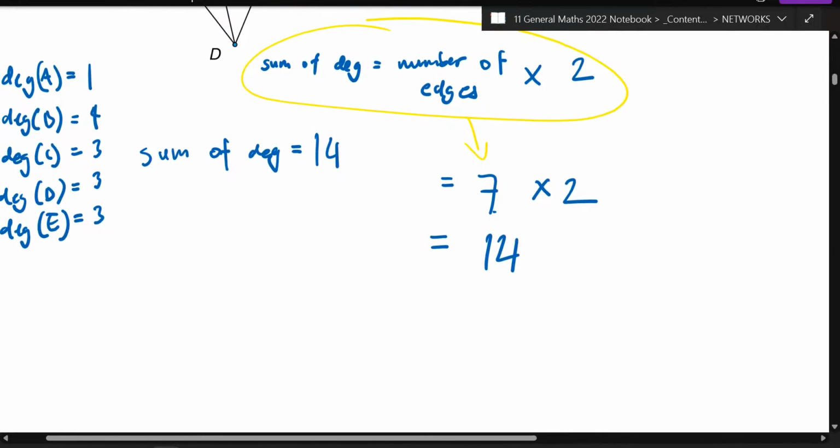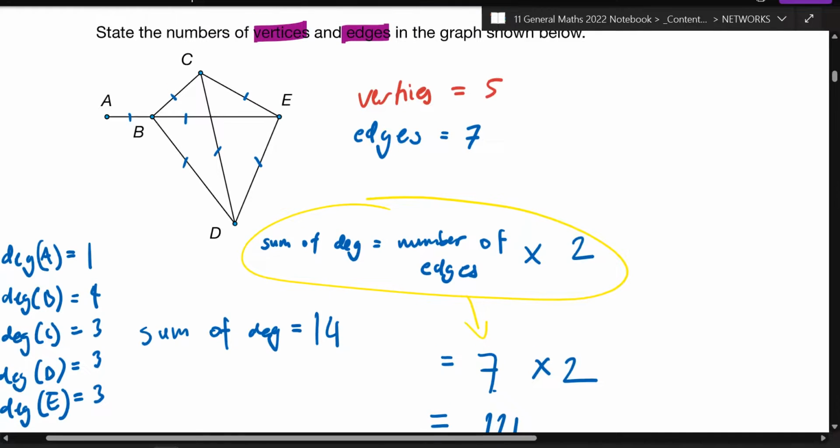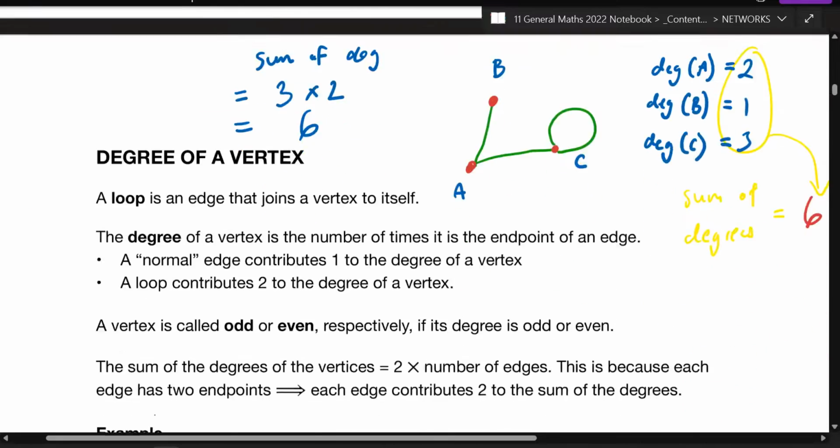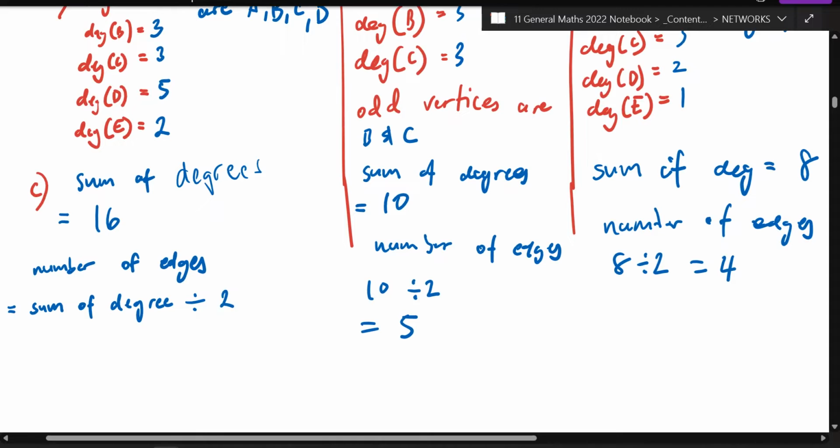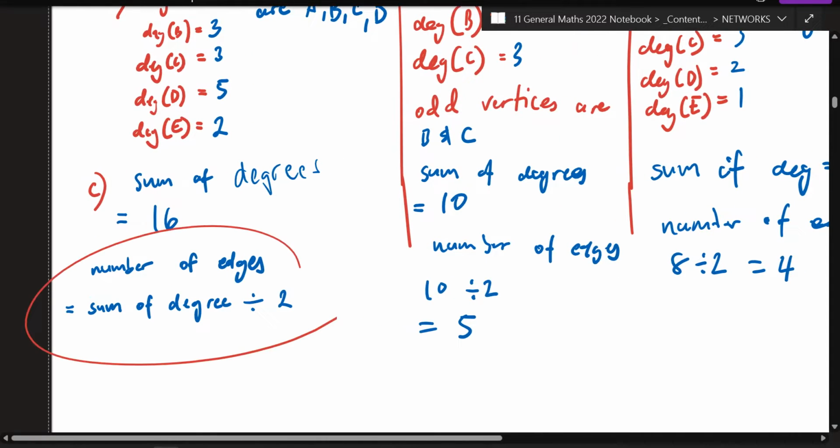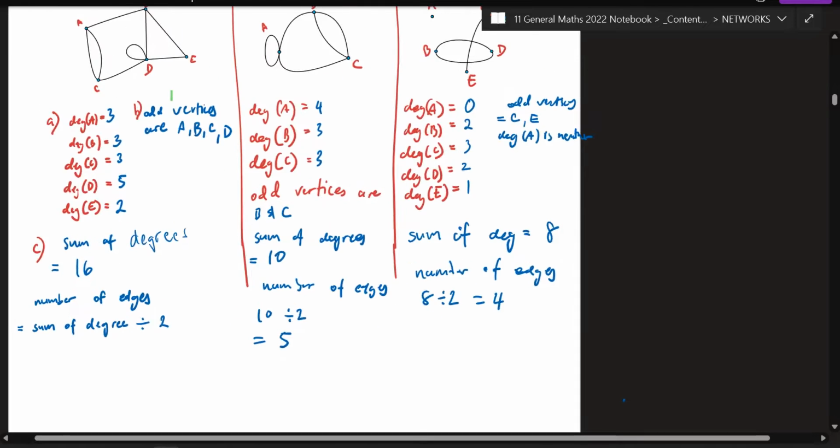And there's a short way of doing it. Remember, if you want to find the sum, all you do is count the number of lines or edges and multiply it by 2. That's how you get the sum of the degrees. We also learned how to find the number of edges if you have the sum of the degrees, so we use this formula as well. You just work backwards to find the number of lines in a graph.